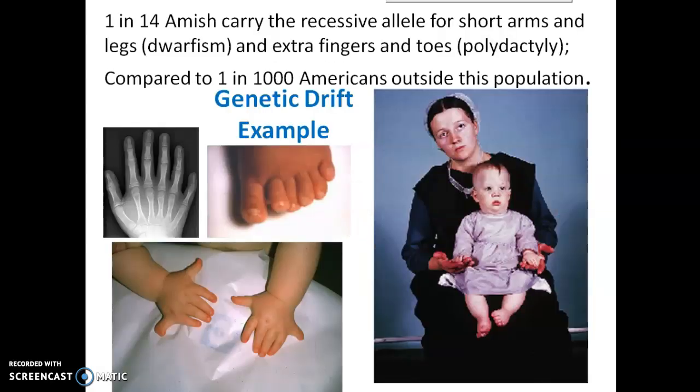In humans, an example of founder effect would be the Amish population, because they typically marry and mate within that same community of Amish people. Recessive alleles are very frequent. So we see recessive alleles are actually more common than dominant alleles, which can lead to things like dwarfism and polydactyly.